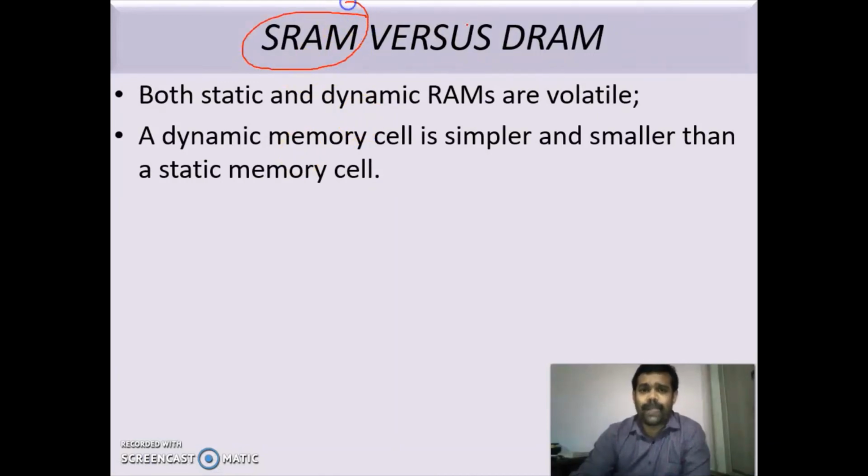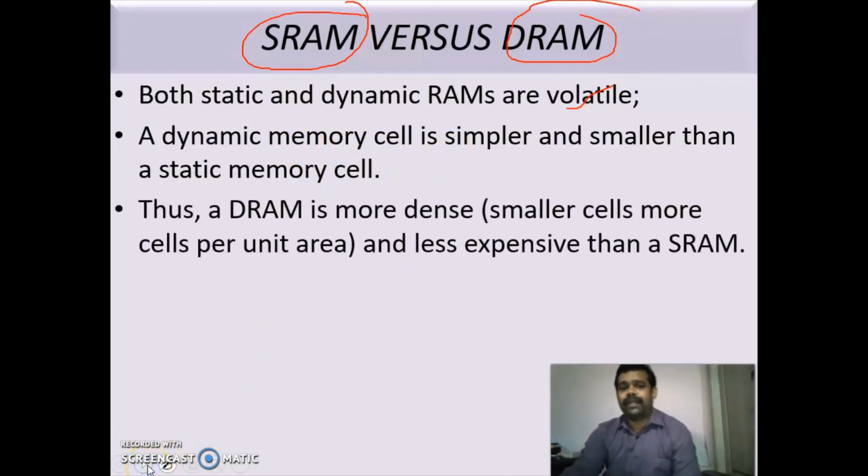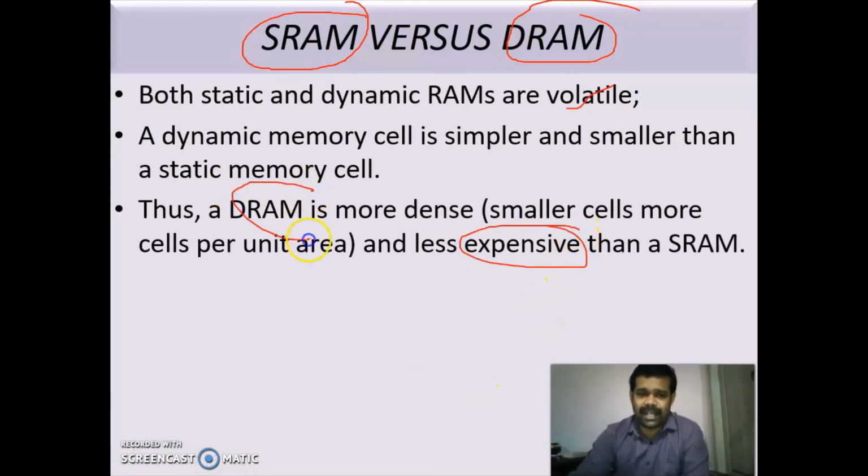So we are checking the similarities and differences between SRAM and DRAM. Both SRAM and DRAM are volatile. Both static and dynamic RAM are volatile. Dynamic memory is simpler and smaller than static. Then DRAM is more dense and less expensive.